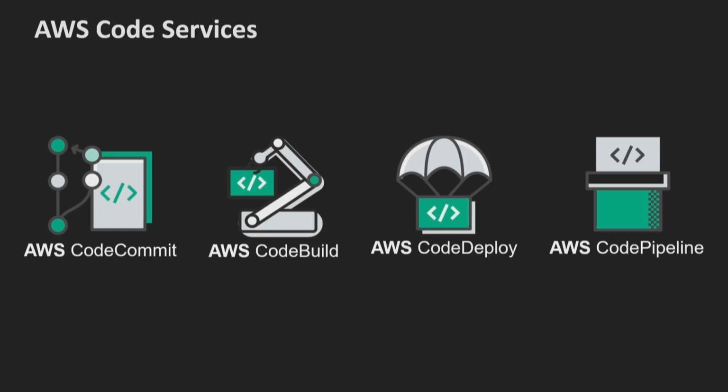CodeDeploy is a deployment coordination system, which will take code and deploy it. And CodePipeline is a continuous delivery and deployment service that will monitor a source repository for code changes, take some action, build that code, and deploy it somewhere. We're going to go through this a bit more, and in the demo, we'll see a lot of these services in action.